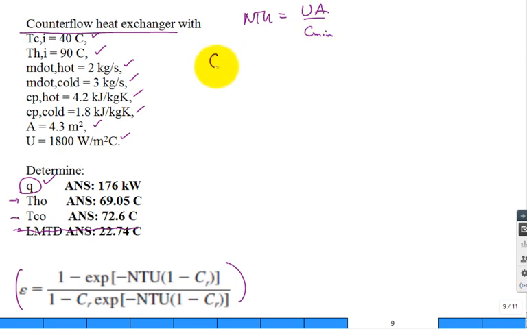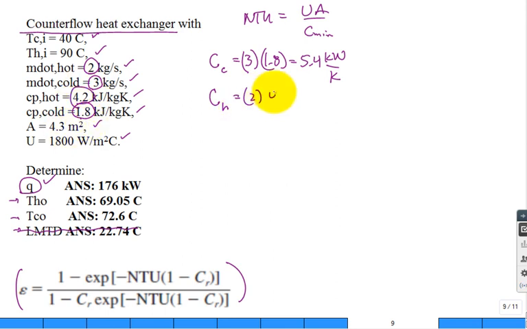How do I get C min? First I get the C for the cold. Isn't that the mass flow rate of the cold, which is 3 kilograms per second, multiplied by the specific heat of the cold, 1.8? I think that's 5.4 kilowatts per Kelvin. Heat capacity rate of the hot: mass flow rate of the hot, 2 kilograms per second, times 4.2.